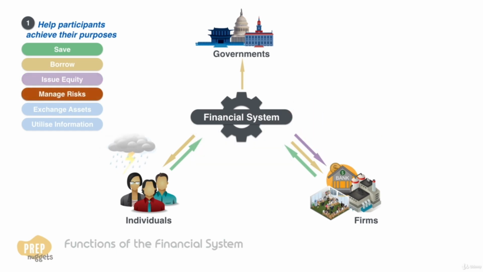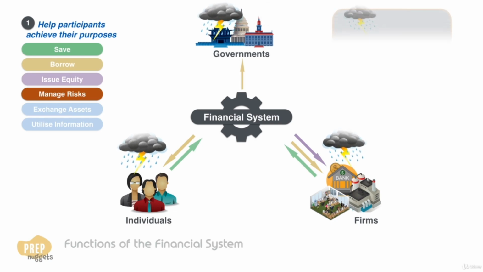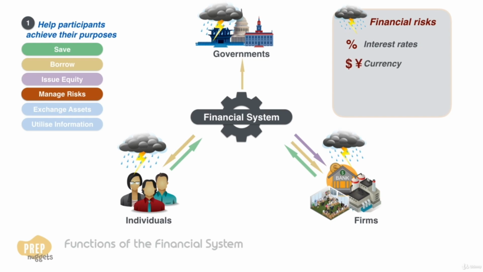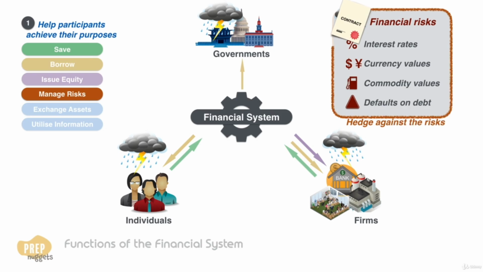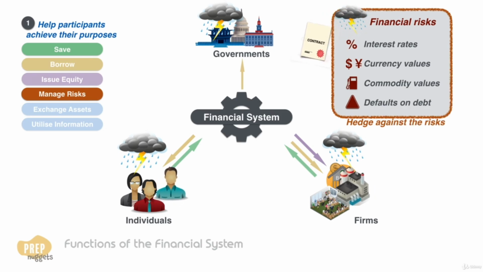Many individuals, firms, and governments face financial risks that concern them. Such risks include changing interest rates, currency values, commodity values, and defaults on debt, among other things. Fortunately, these risks can often be managed by trading contracts that serve as hedges for the risks.